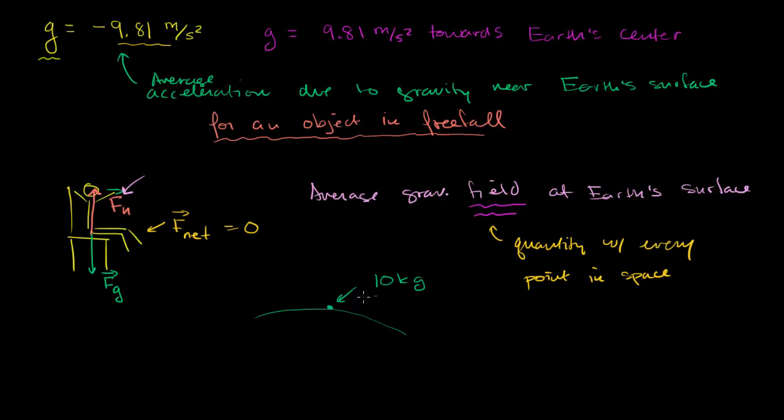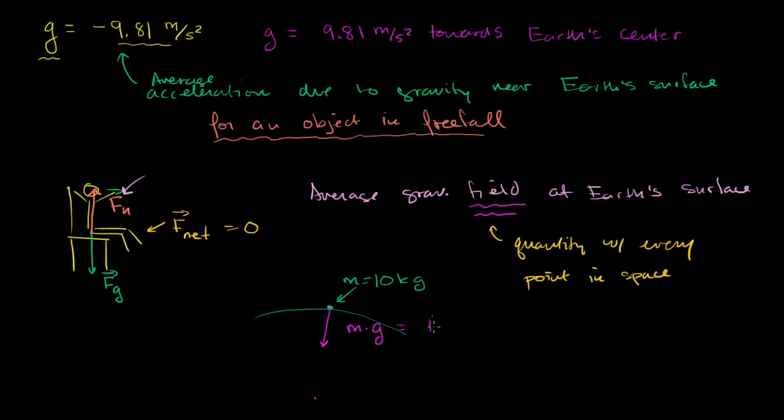So for example, if this has a mass of 10 kilograms, then we know, and this right over here is the surface of the Earth, so that's the center of the Earth. So it actually associates a vector quantity whose direction is towards the center of the Earth, and the magnitude of this vector quantity is going to be the mass times g, and since we're already specifying the direction, we could say 9.81 meters per second squared towards the center of the Earth.